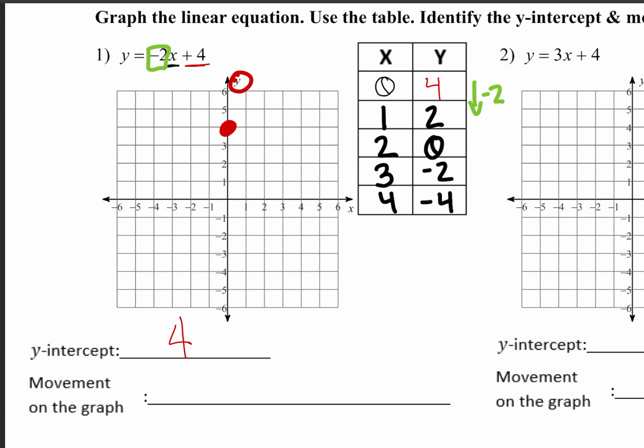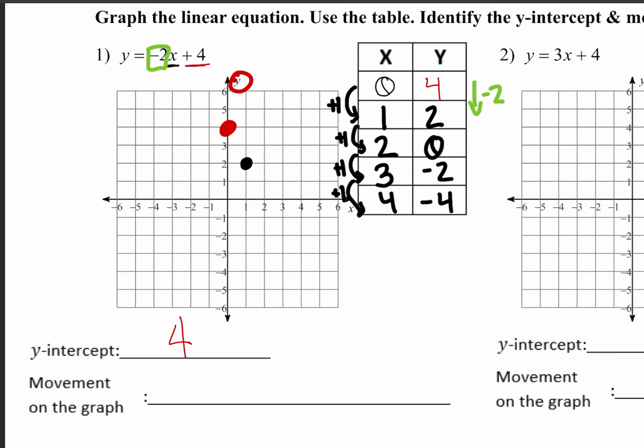Okay, so let's plot those points. So we got (1, 2). So on my graph here, starting at the origin, 1, 2. Here's my dot. Okay, now look. Down my x's we added by 1. That's what we've been doing since the dawn of this class. Okay. So we added by 1. We're subtracting by 2's down the y's.